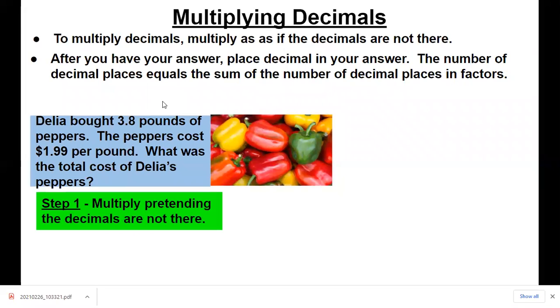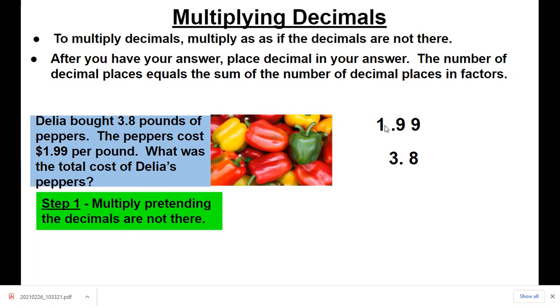So step one is to multiply, pretending again that the decimal is not there. So 1.99 and 3.5. Notice how I put the number with more digits, 1.99, on the top. And I put 3.5 below it, starting from the right side.